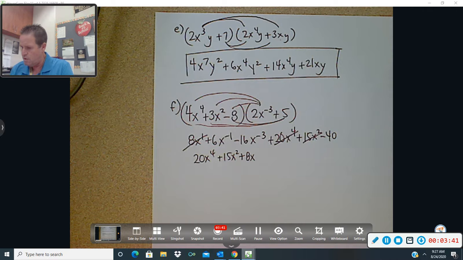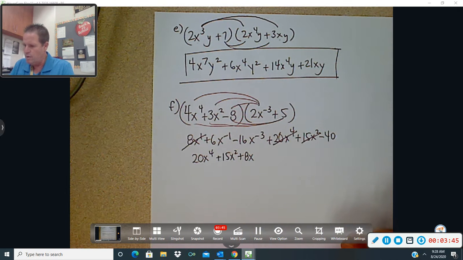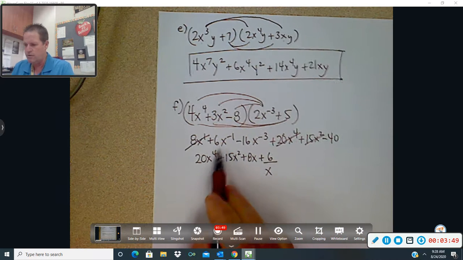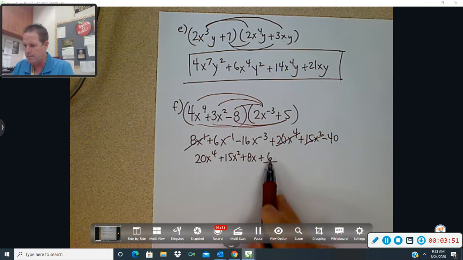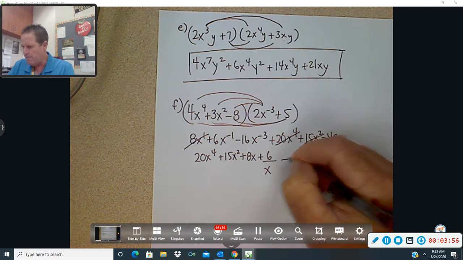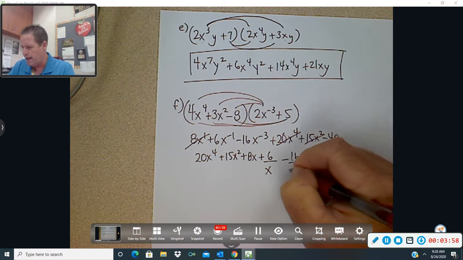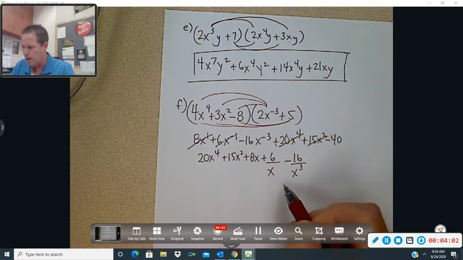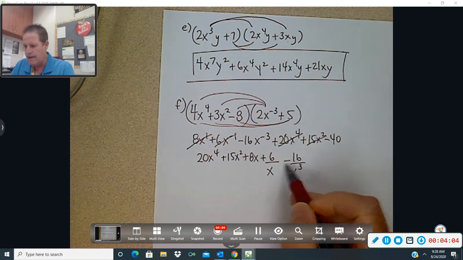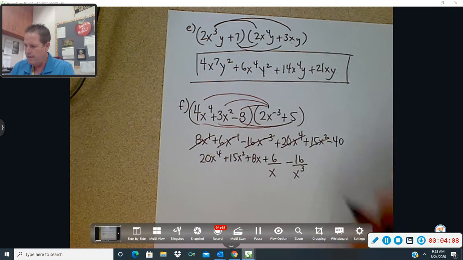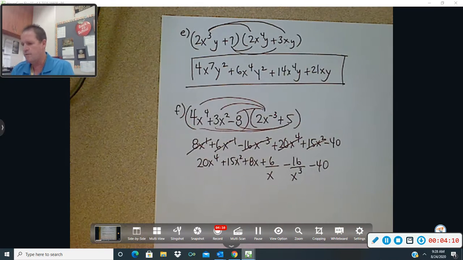Let's see. Your x to the negative 1 would go next. So plus 6 over x. This drops to the bottom. The 6 stays up on top, but the x drops to the bottom. That's your exponent rules. Then minus 16 over x to the positive 3. That's going to drop to the bottom. The negative 16 doesn't, but it's the exponent part that does. And then we're left with minus 40.